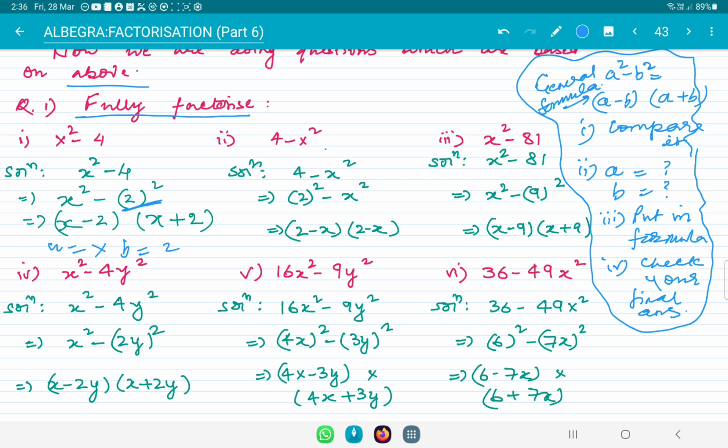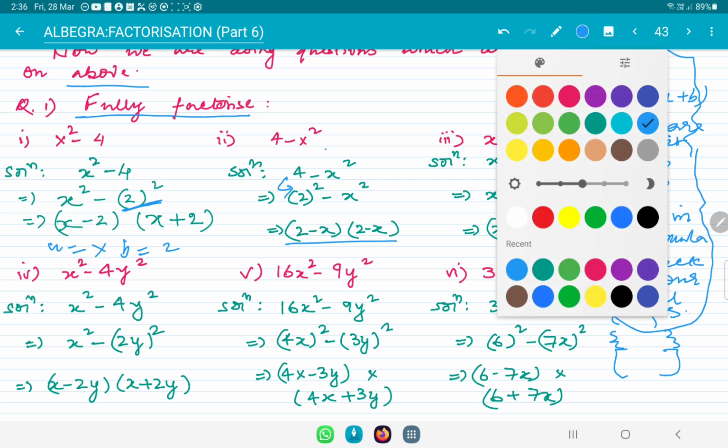First a small bracket will come, then a curly bracket, then a rectangular bracket. Or this type of bracket will come like this, before that this, and before that this. Now the second question is 4 minus x square. So 4 can be written, as we have already seen, as 2 square. So further it can come in the form of 2 minus x into 2 plus x.